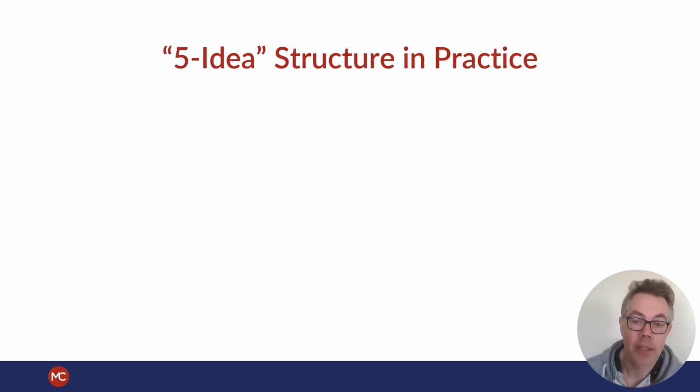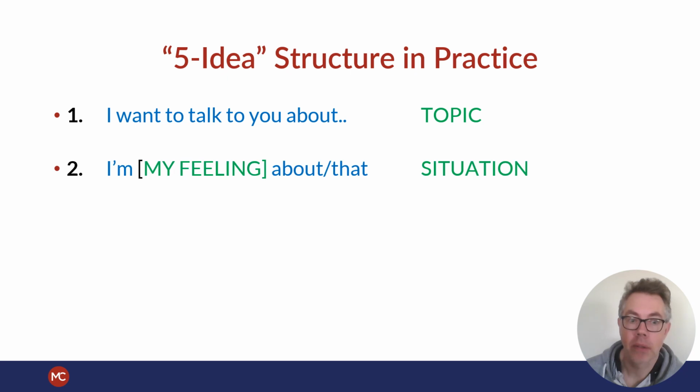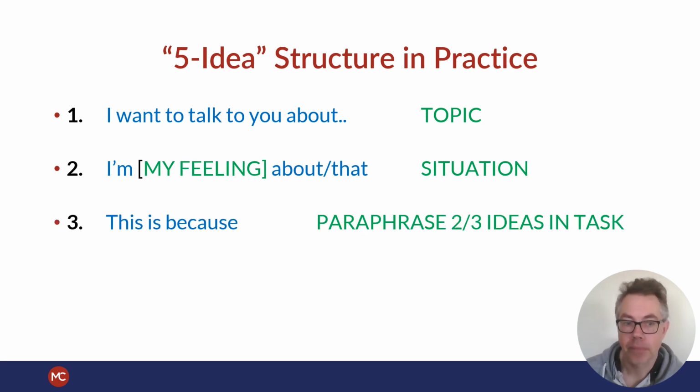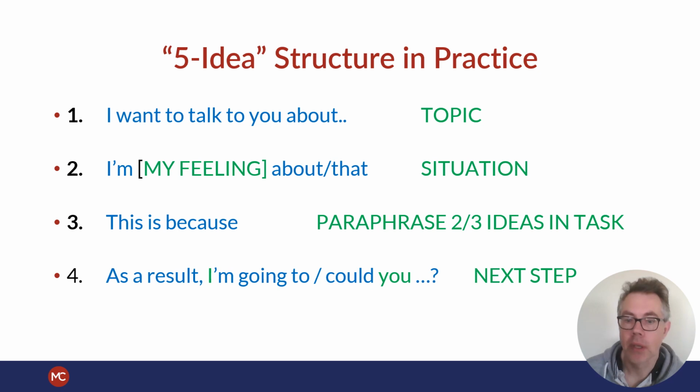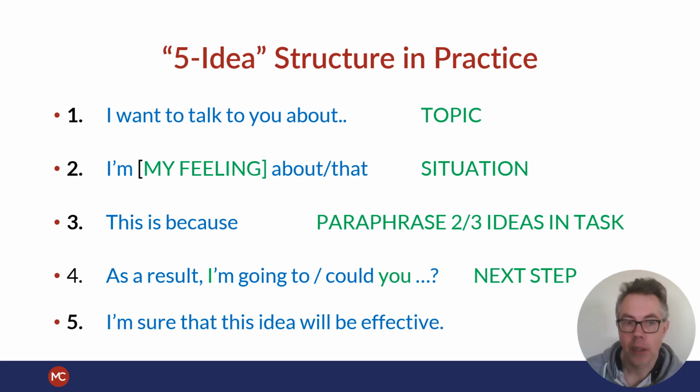So let's use that in practice. I want to talk to you about, my feeling about, this is because, as a result, and then the final standard words. So the blue is what you have to use if you're happy to use this template. The green is what you have to create. Think about those 4 things you need to create. Topic, situation and my feeling, situation, paraphrase 2 or 3 ideas in the task, and then create a logical next step, something that's obvious from the situation. And sometimes it's going to be I have to do something or you have to do something.